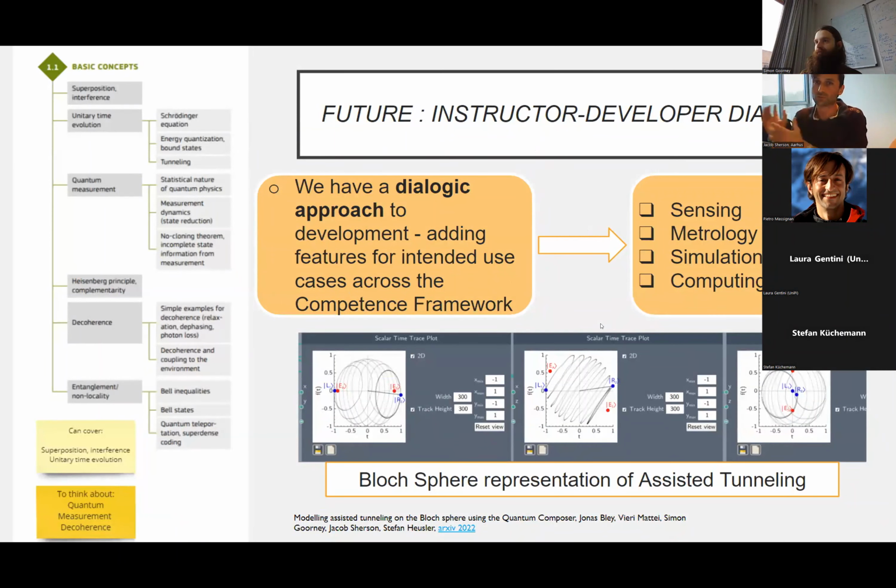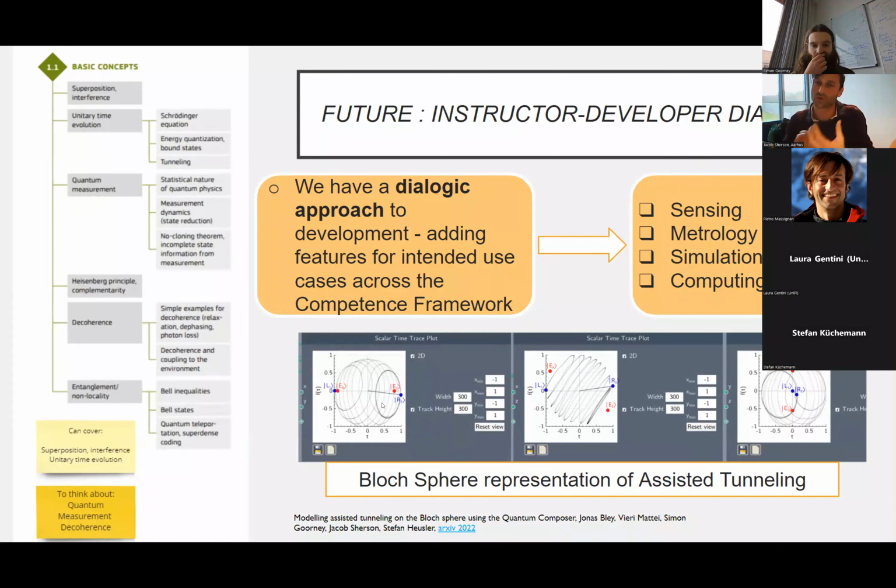So in general, what we try to do is take each of the modules, or the sub-modules, and look at the competence framework, and say, okay, what is it that we can support? What is it we cannot support at the moment? And as Simon said, we try to have a dialogic approach where we can work together with the lecturers and say something is still not inside of Composer, or there's a visualization lacking.